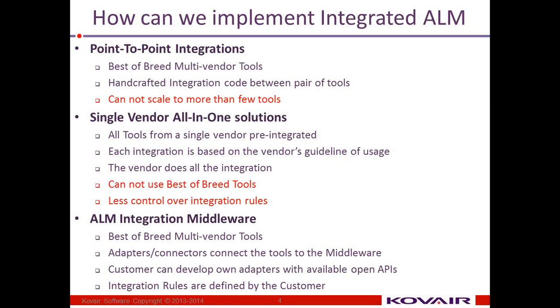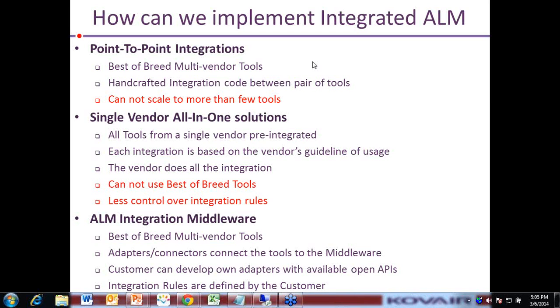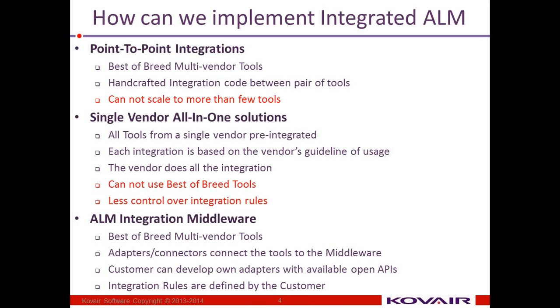Another advantage is that the integration code can be handcrafted so that it caters to your exact use case. But the problem is that if you are using more than two or three tools, which is actually the most common scenario, where people are using 5 tools, 10 tools, the point-to-point integrations cannot scale out to support that. It becomes very complex to maintain, and each piece of code has to be maintained and monitored. The tools may change, their versions change, their APIs change.